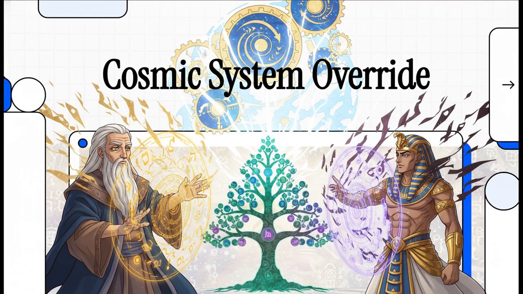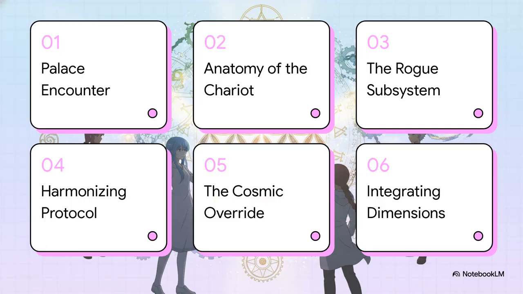Now, on the surface, sure, it's an old man greeting a king, but when we look through the lens of Kabbalistic mechanics, it's a deep dive into an esoteric clash of spiritual systems. To decode these mechanics, here's our roadmap. We'll start with the palace encounter, look at the anatomy of the chariot, the rogue subsystem, Jacob's harmonizing protocol, the cosmic override, and finally, integrating your dimensions.